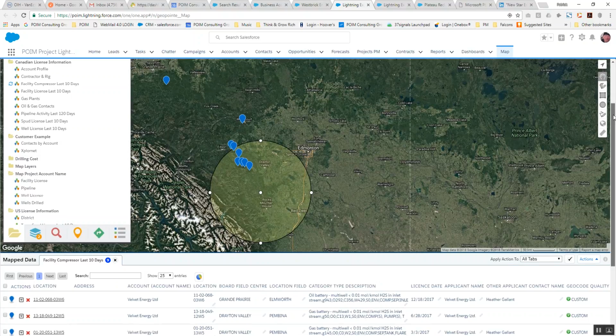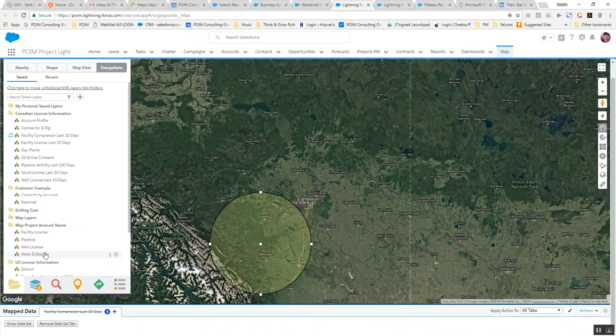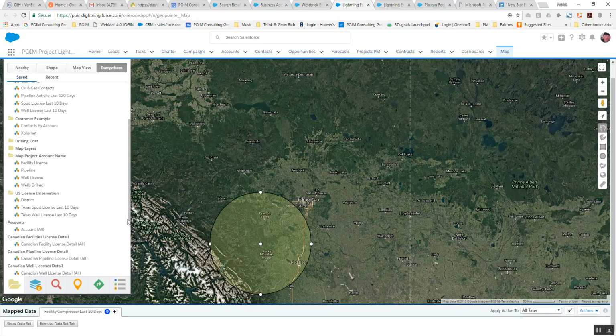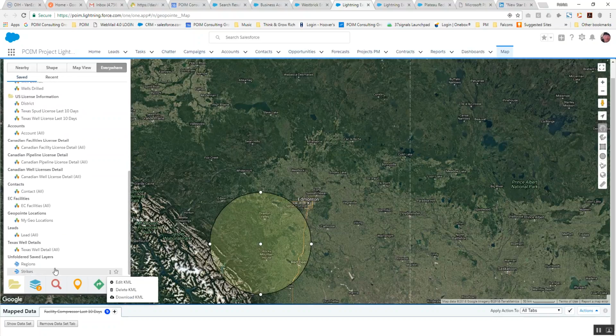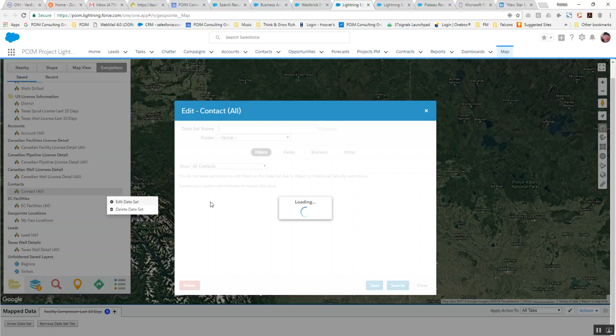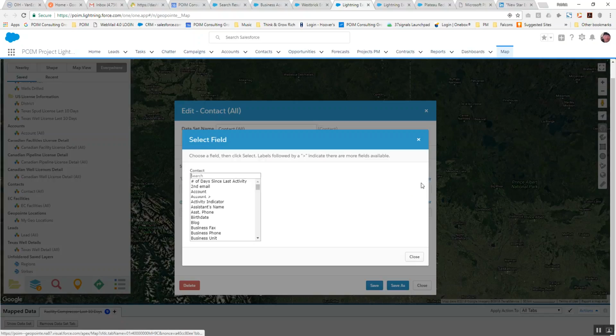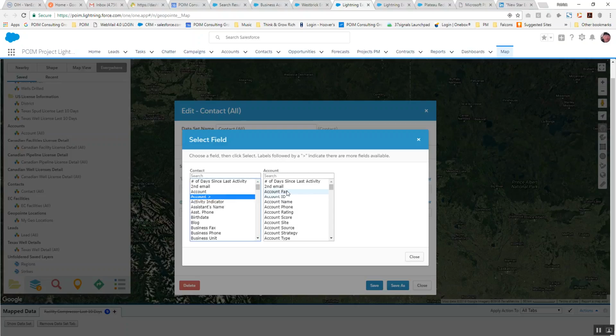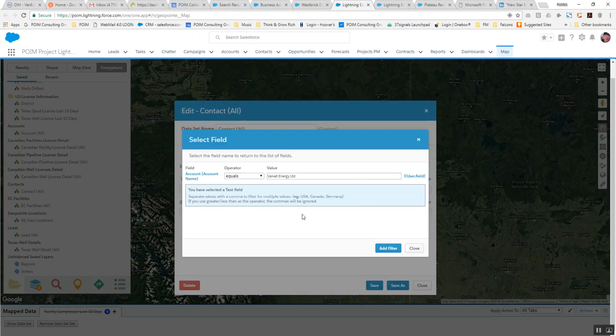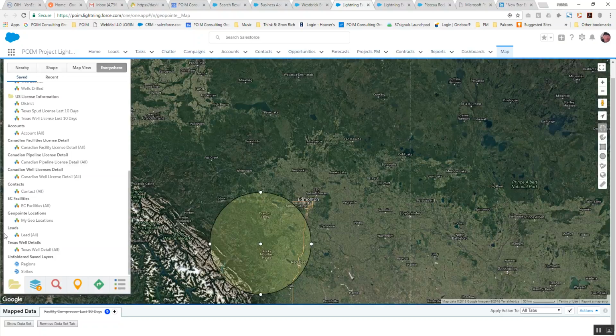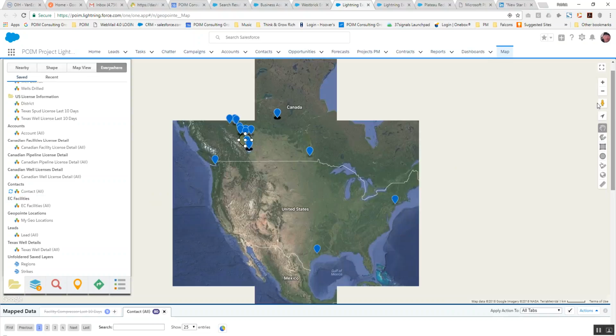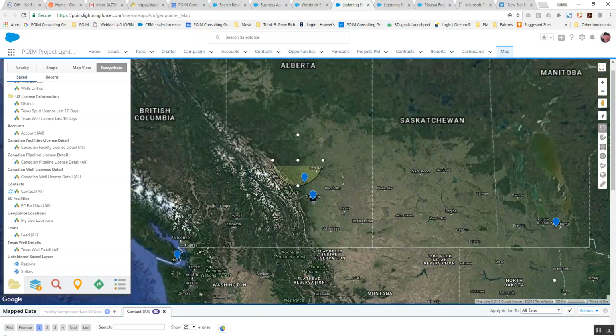The next thing we want to say to ourselves is, okay, let's look at the contacts related to this particular account. Again, I can use some of the mapping side of it to help me out as we go through that market segmentation, and I'll add a filter and say account name, select, equals, put Velvet in there, add the filter, and let's take a look at the contacts associated with it. So where are these contacts located for Velvet Energy?